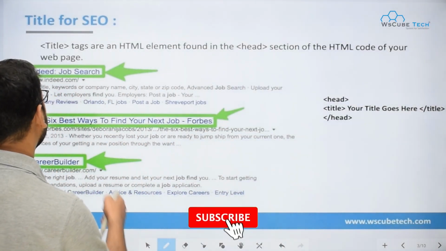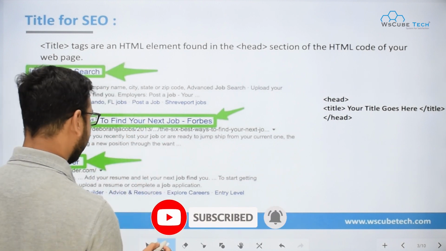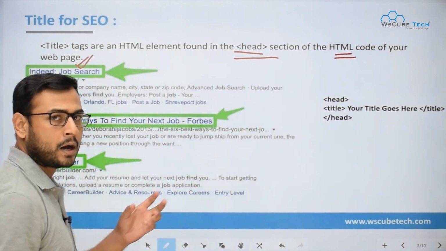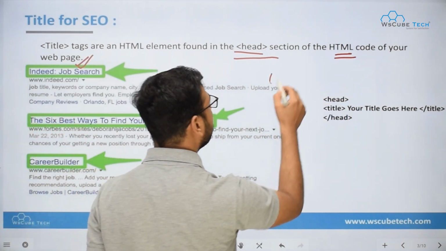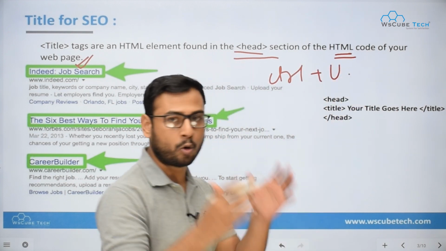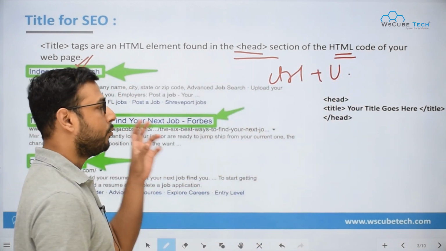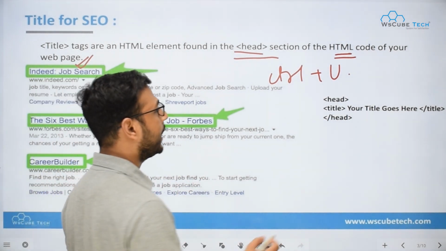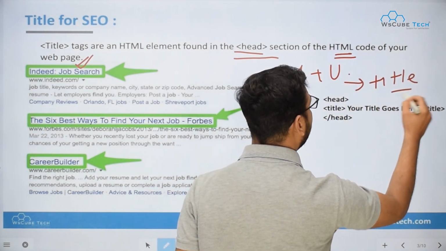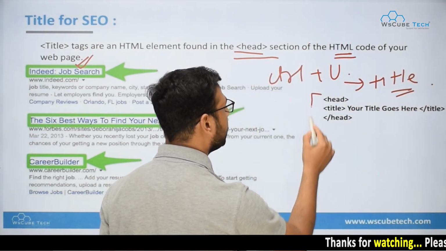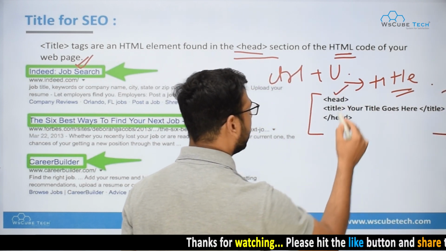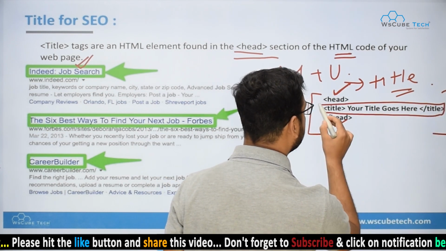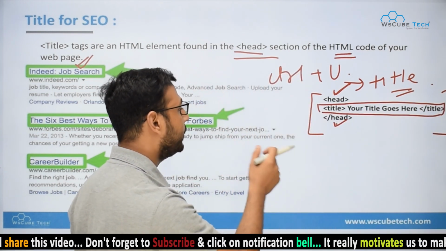So listen very carefully. The title tag is an HTML element found in the head section of the HTML code of your web page. If you are on your web page, press Control plus U and you can see the HTML code. Then press Control plus F, find, and type title. There you will see the opening head tag, the closing head tag, and the title tag, and your title will be present over here.